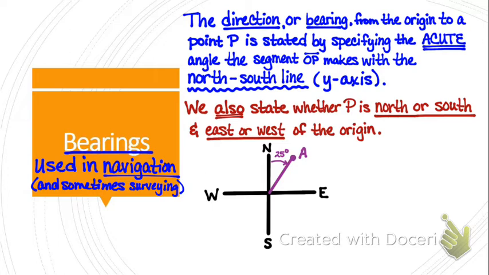The bearing of that point from where I am at the origin: first of all, is point A north or south of the origin? North. So I would write it as N for north. And then I'm going to put the angle, 25 degrees. Is that point east or west of the origin? East. So north, 25 degrees east is how I would write the bearing for that point A.